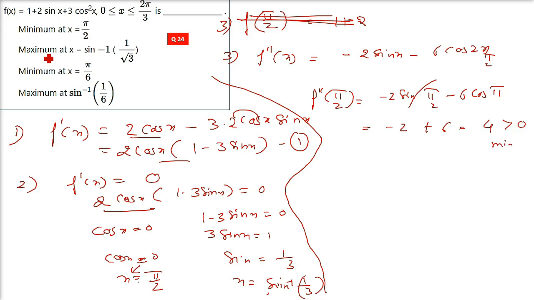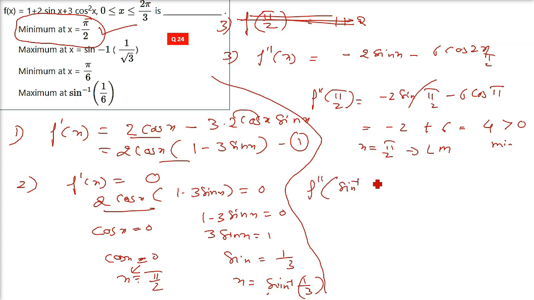So minimum at x equals pi by 2 is proved here. We have already shown it. Now, if the question is a multiple choice where multiple options can be chosen, then the scenario becomes different. But here, because only one option is to be chosen, x equals pi by 2 minimum is our answer, and we will stop here. At x equals pi by 2, you are going to get a local minima.